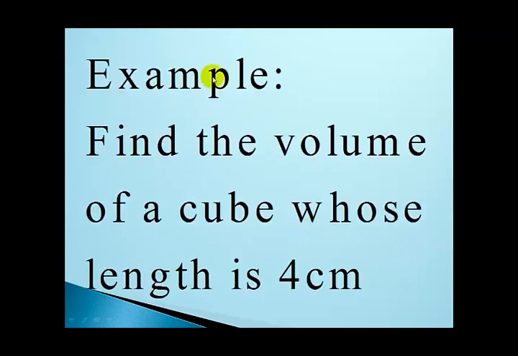Now example. Find the volume of a cube whose length is 4 centimeters. With a cube, all the sides are equal. That is, the length is equal to the breadth is equal to the height. From the question, we are given the length of the cube to be 4 centimeters. Because a cube has all sides equal, the breadth is also 4 centimeters and the height is also 4 centimeters. Now we have to find the volume of the cube. Let's look at the solution.